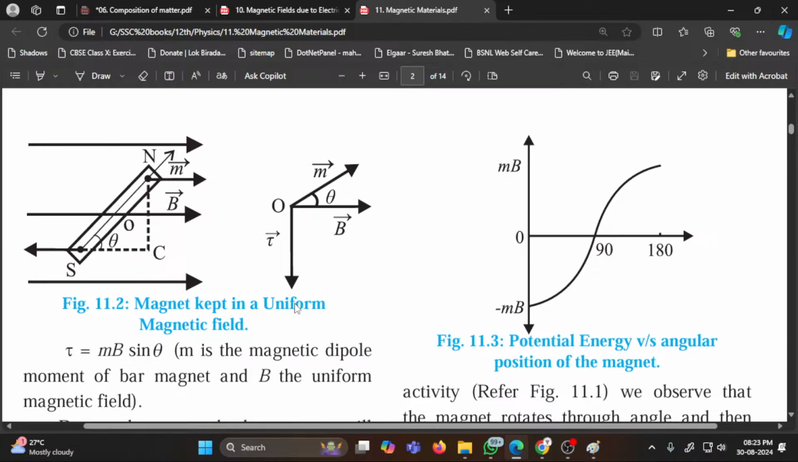Then the uniform magnetic field is shown by the horizontal line b bar, and we have said that the angle between m bar and b bar is theta. Angle between m bar and b bar is theta. So the torque acting on the bar magnet, tau bar, is m bar cross b bar, that is equal to mb sin theta. M is the magnetic dipole moment of the bar magnet and b is the uniform magnetic field.